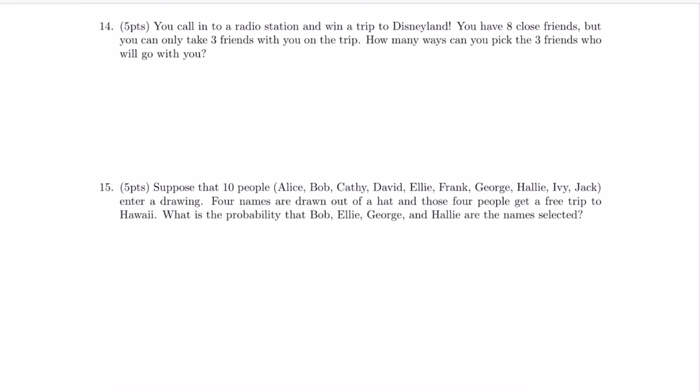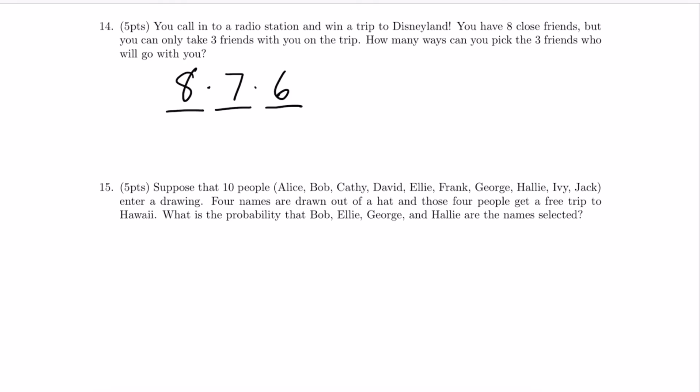So in this situation, we're making 3 choices. So there's 3 events. And the number of options for who I choose to go on the trip with me first is any of the 8 friends I have available. But then my second choice for the second person who goes with me is 7, because I'm not going to choose the same friend twice to go on the trip. And then I have 6 options for the last friend.